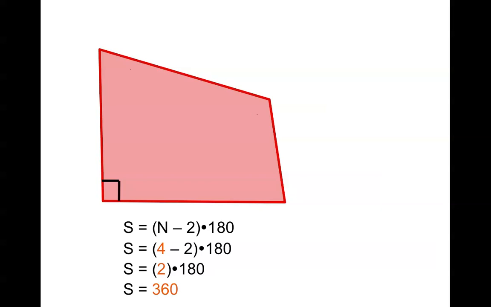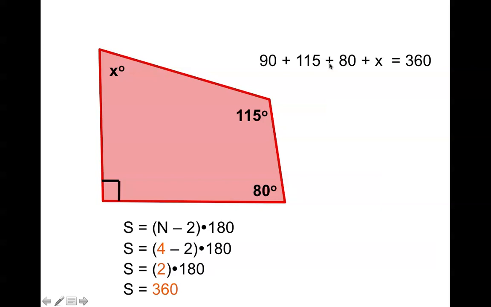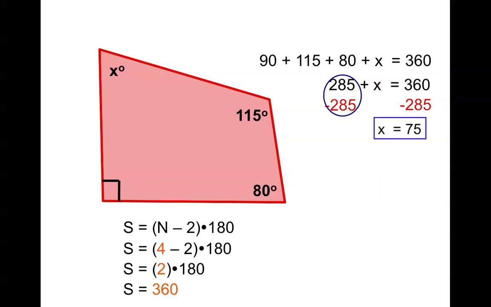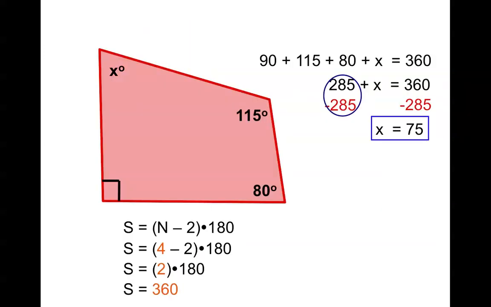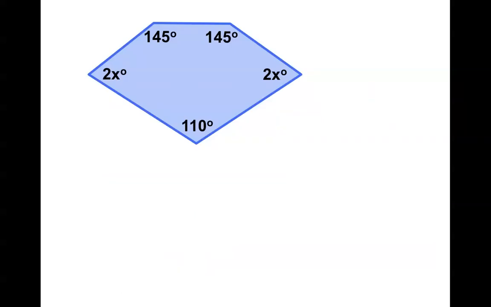Now, what if I gave you this? What is x? Well, what we know is that all 4 of these angles add up to 360. So, if I add these numbers together, I get 285. I use the subtraction property of equality, and x equals 75 degrees. All right, you try this one.